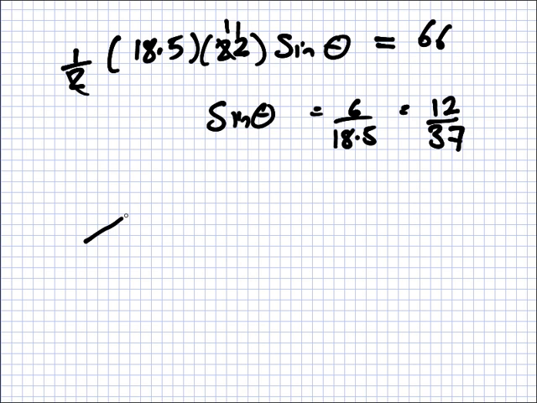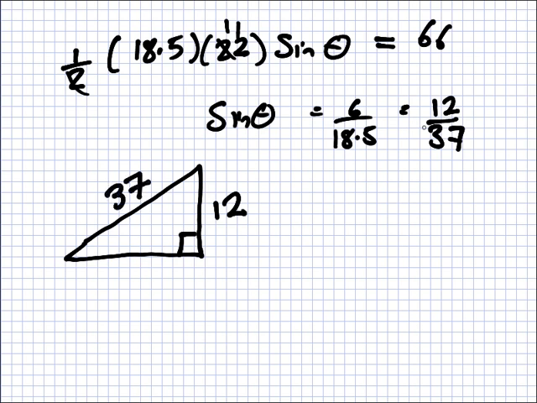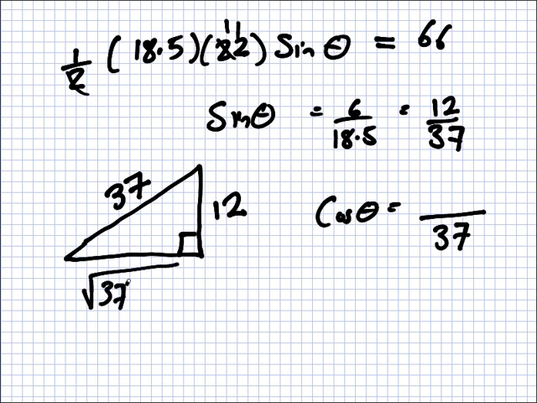Okay. So if I draw a right angled triangle here, the opposite is 12 and the hypotenuse is 37 because we have sine theta is 12 over 37. Now I need to work out cos theta, and cos theta is the adjacent over 37. And the adjacent here, we can get that from Pythagoras. It will be square root 37 squared minus 12 squared.